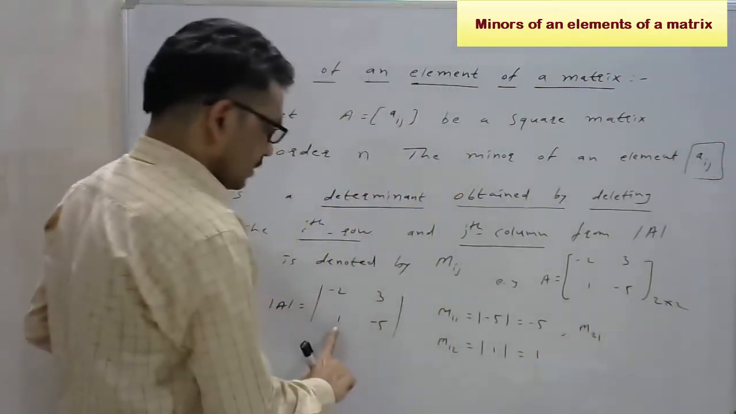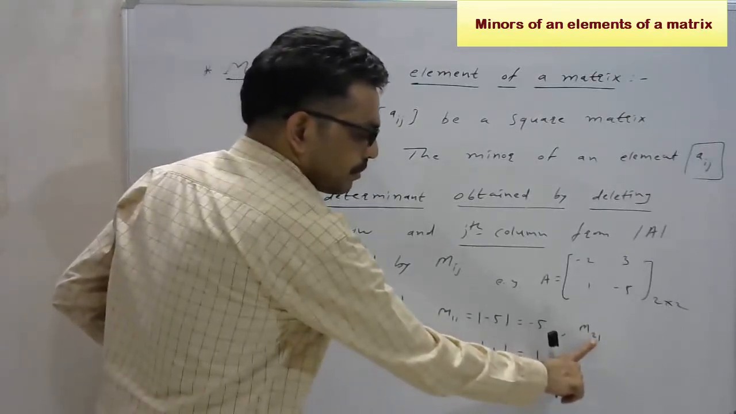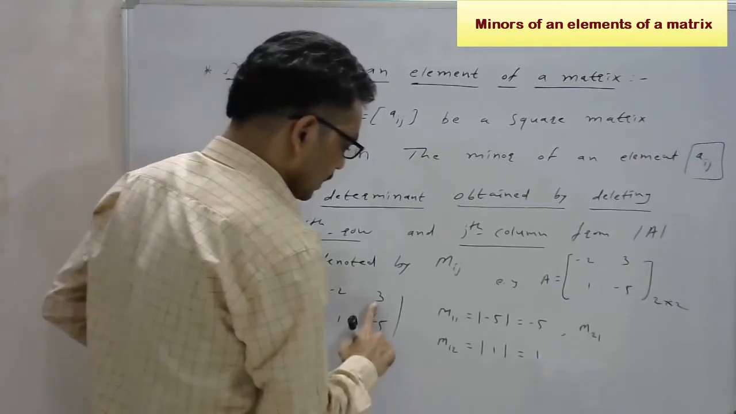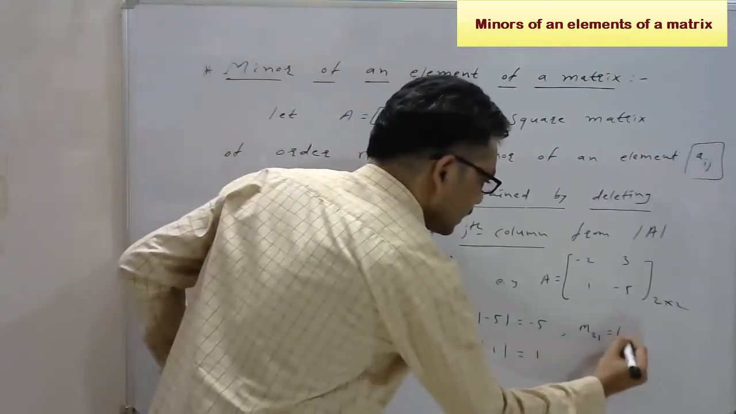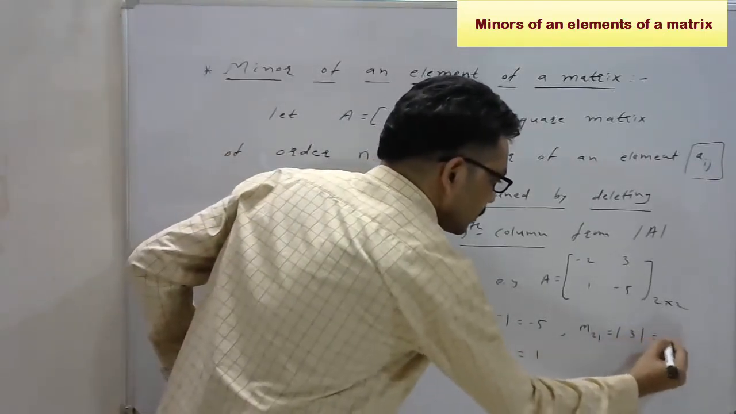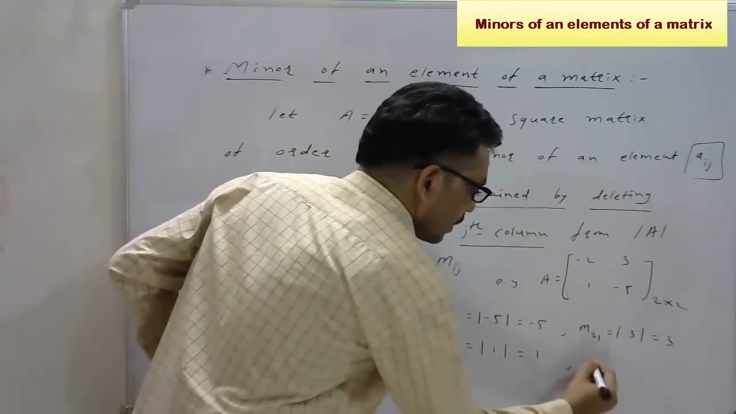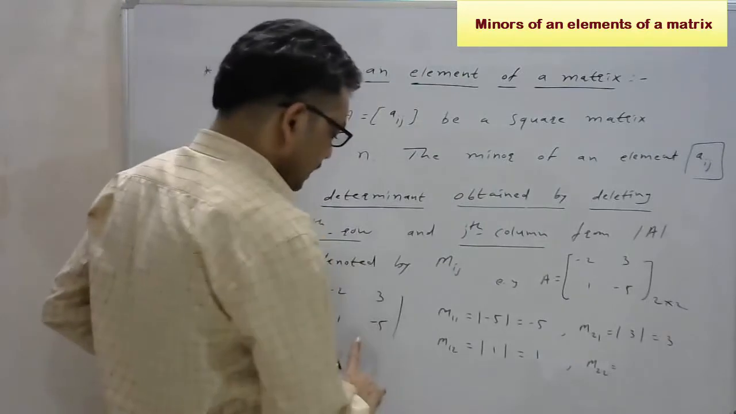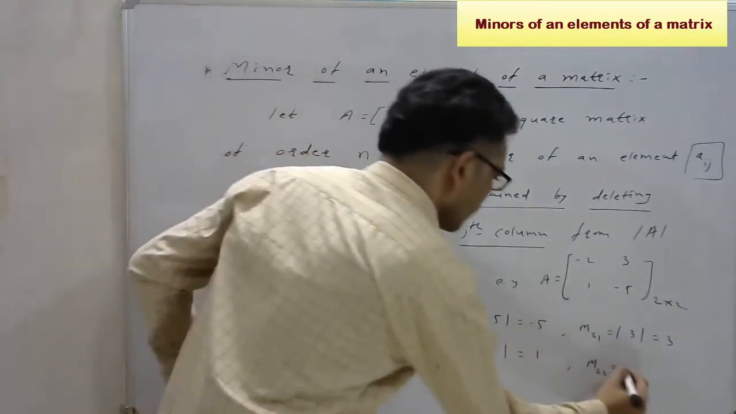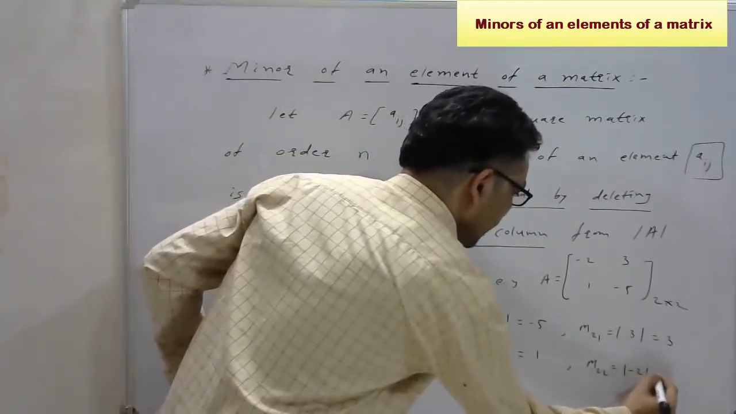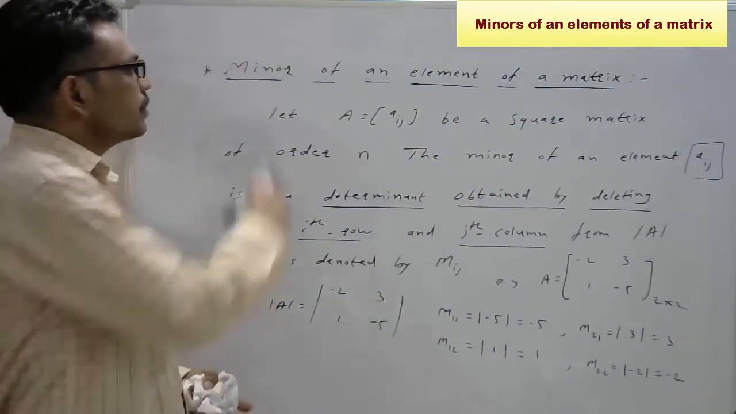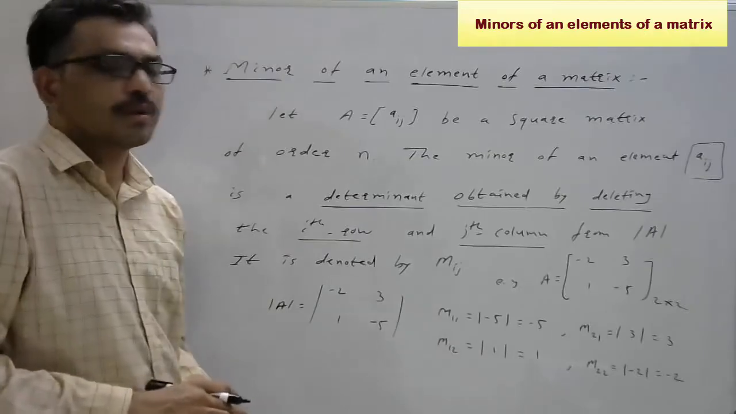M21 means deleting the second row, first column. Then the element is 3, the determinant of 3, which is equal to 3. M22 means deleting the second row, second column. Then this is equal to the determinant of -2, which is equal to -2. These are the minors of the elements of the matrix.